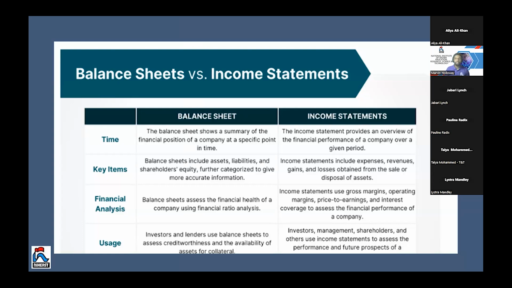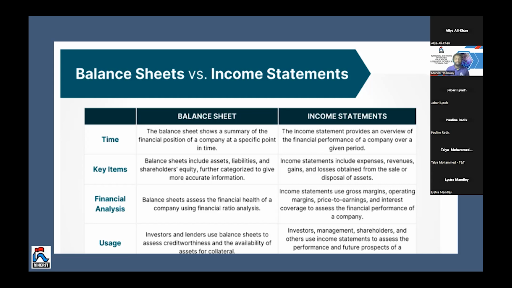So your balance sheets and your income statements. On the category of time, the balance sheet should show a summary of the financial position of the company at a specific point in time, whereas the income statement provides an overview of the financial performance of the company over a given period. Key items on the balance sheet include assets, liabilities like we spoke about, and shareholders' equity, and it can be further categorized to give more accurate information. Income statements include expenses, revenues, gains, and losses obtained from the sale or disposal of assets.